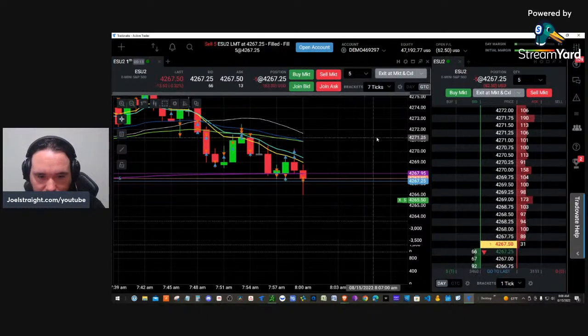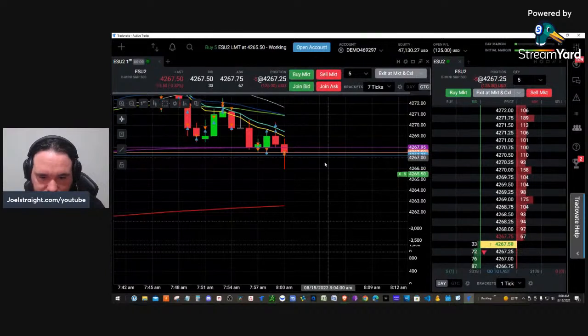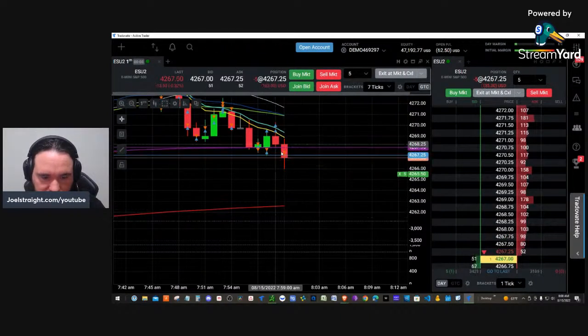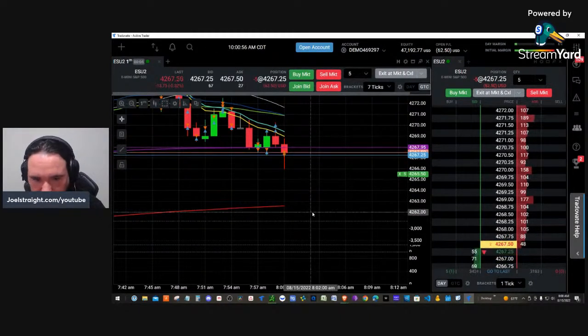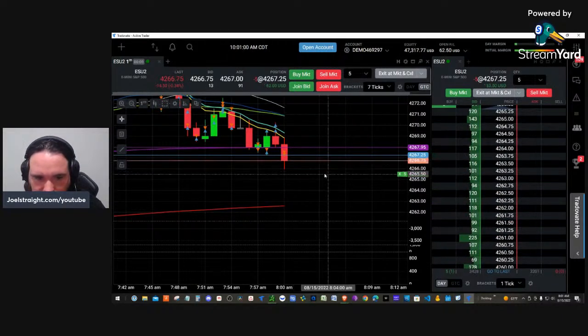Order filled. Going short here. I'm looking for this to push downward. We drop below the VWAP, I'm looking for that to push down. I honestly think this is going to push down quite a lot.